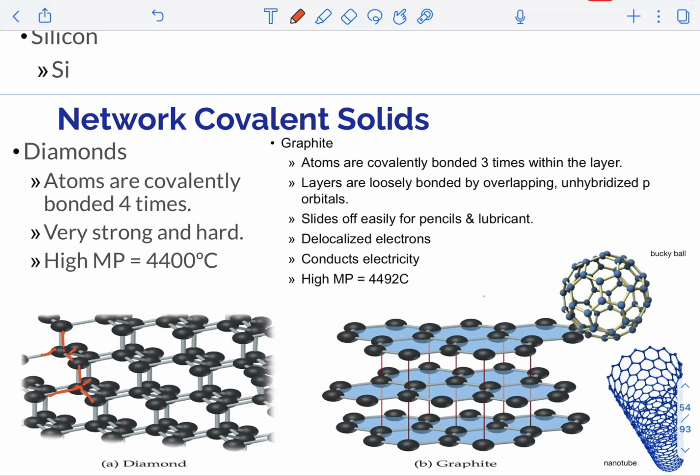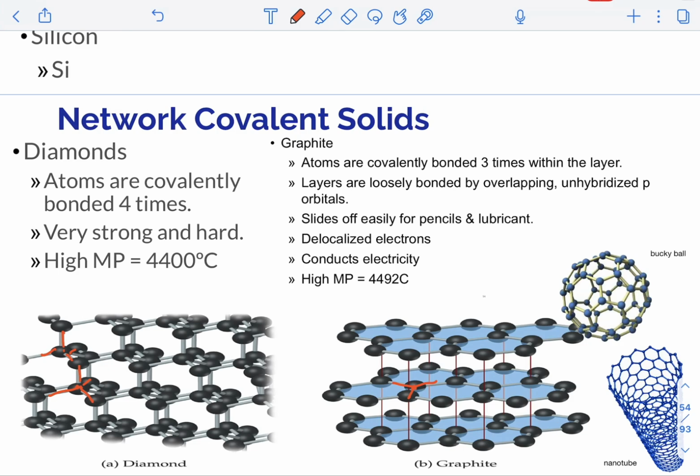Okay, so each one is bonded 4 times. Very high melting point, very strong bonds. For graphite, there are different ways that graphite can be bonded, but there's 3 bonds. So what happens is the 3 bonds, and then there's different layers, okay? They're not quite as strong as diamond, but they're still pretty strong.